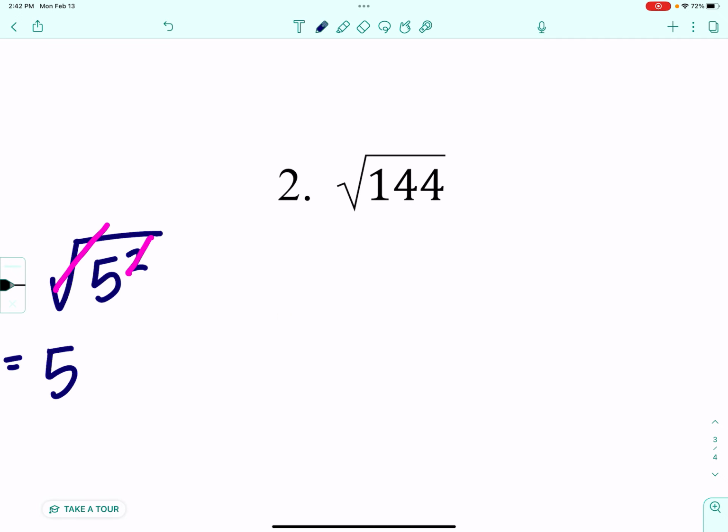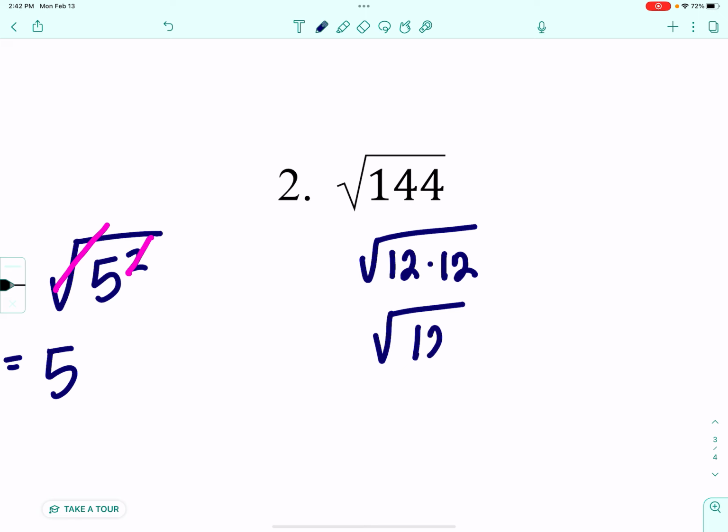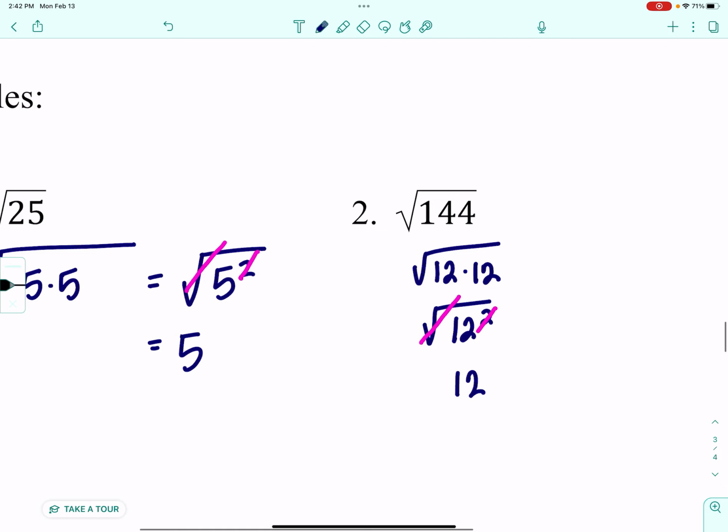For the second one, I could write 144 as a product of two 12s. I could write those two 12s as 12 squared. And the square root and the squared are inverse operations. So I'm left with 12 as the square root of 144.